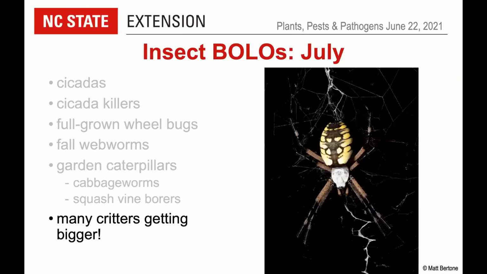And of course, many of the critters are getting bigger. So you're going to start noticing things like black and yellow garden spiders, praying mantises. Again, many of these are one generation per year. And so in the spring, they're small or they're eggs. And as it starts to get warmer, they're going to become increasingly larger and mature until you start to notice them again. So summer is really the time where you start to notice these insects and spiders at their peak size.